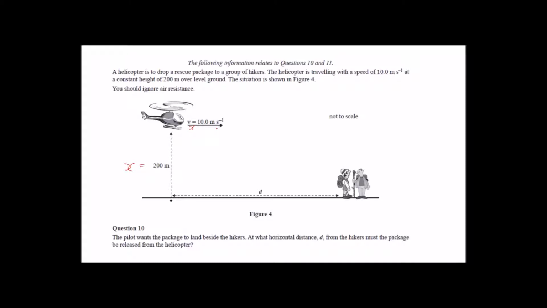So it's again one of these questions where the first thing we think about is the vertical axis. Now it's also a pretty simple question because effectively all they're doing is dropping it out of the helicopter. We don't need to worry about the horizontal motion at all. All we are doing is thinking about how long it takes to fall.